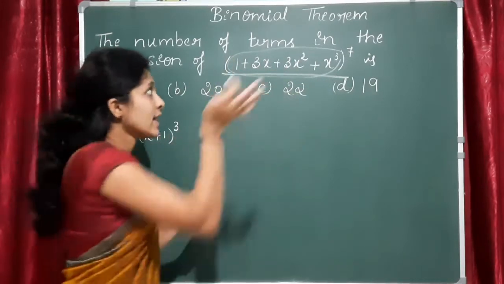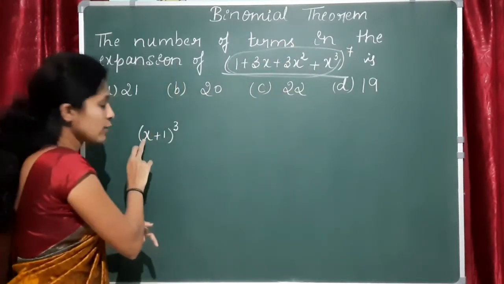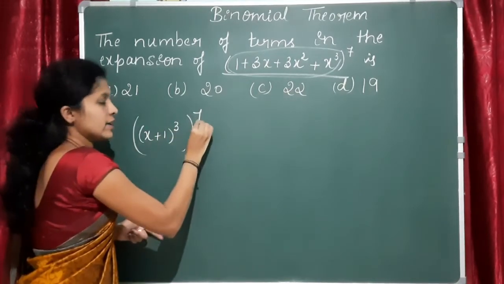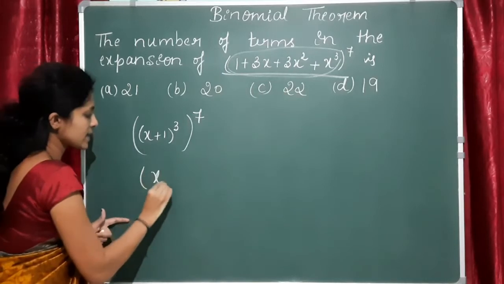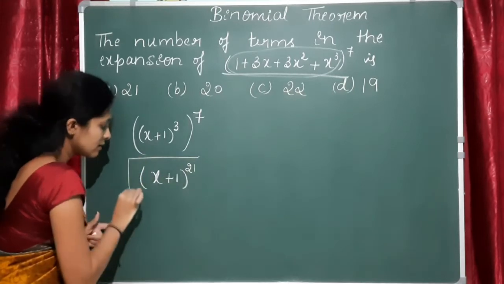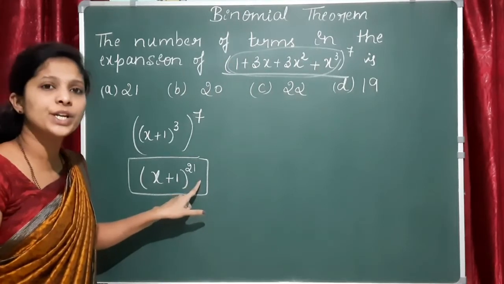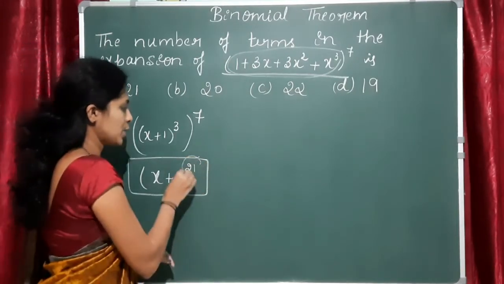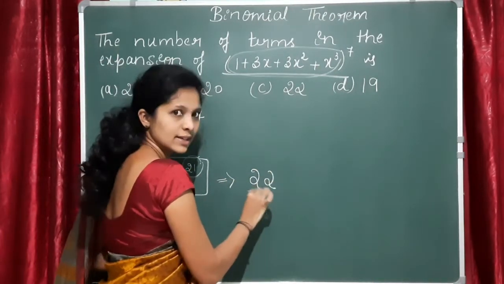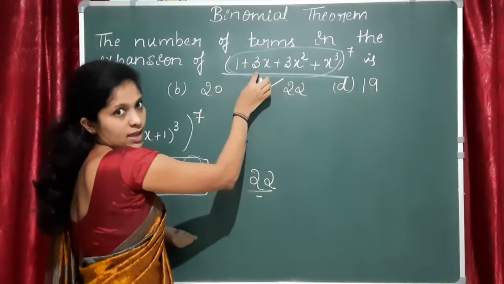So you need to understand which expression this is. By using this expression, you can solve directly. This is the expansion of (x + 1) whole cube, and whole to the power 7 is given. So I can write (x + 1) whole to the power 3 into 7, which will be 21. Now we have it in the standard form: (x + 1) whole to the power 21. So how many terms will be there? Obviously here n is equal to 21, so the number of terms will be 1 more than that. It is 22. Is it clear? The question is simple, but you need to understand which expression this is. By using that, you can write it.